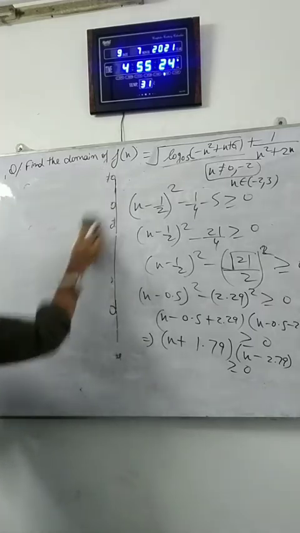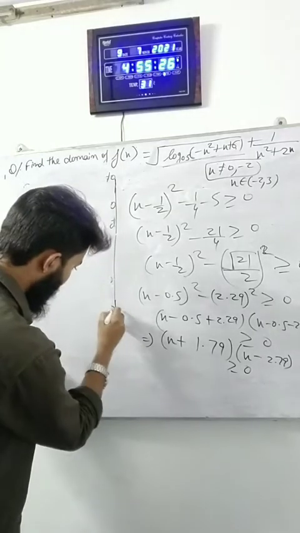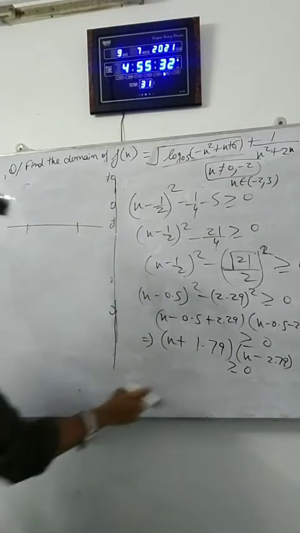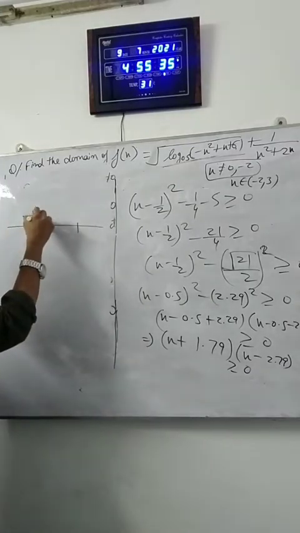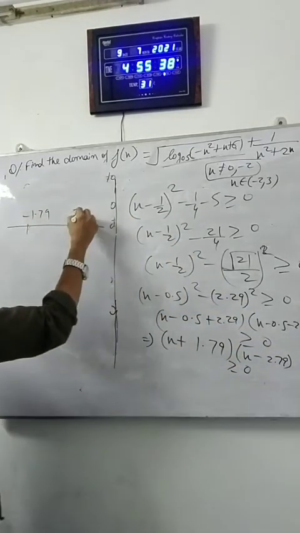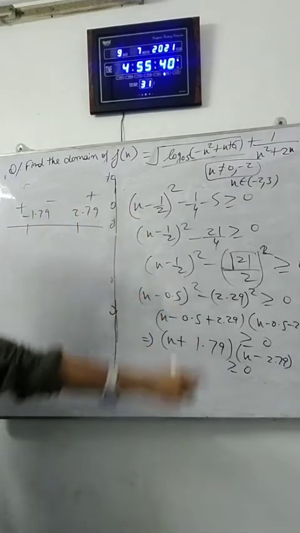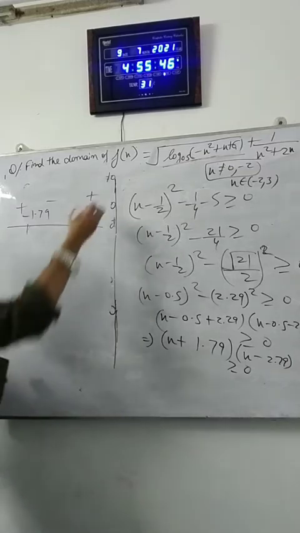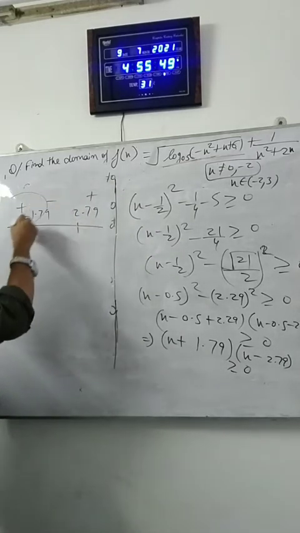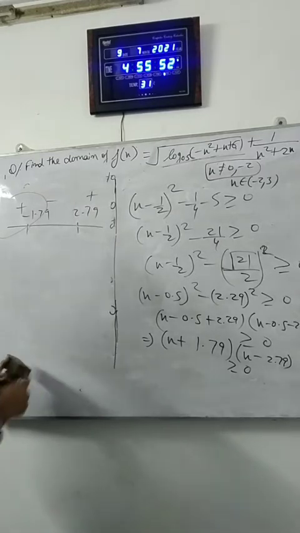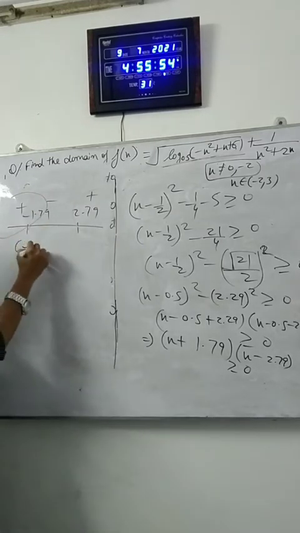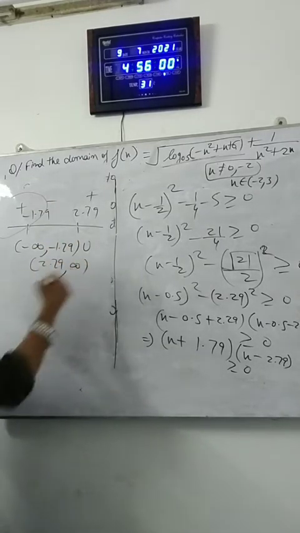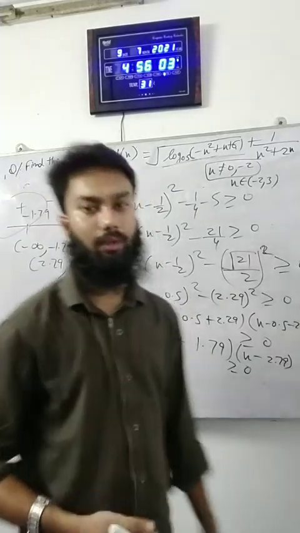Okay. So for this quadratic inequation, I will again draw a number line. The first root is minus 1.79. What is the other root? 2.79. Again, plus, minus, plus. The sign is of greater than, that means I have to take the positive region. And the positive region here means minus infinity till minus 1.79, union 2.79 till infinity. So this is the result of the third condition.